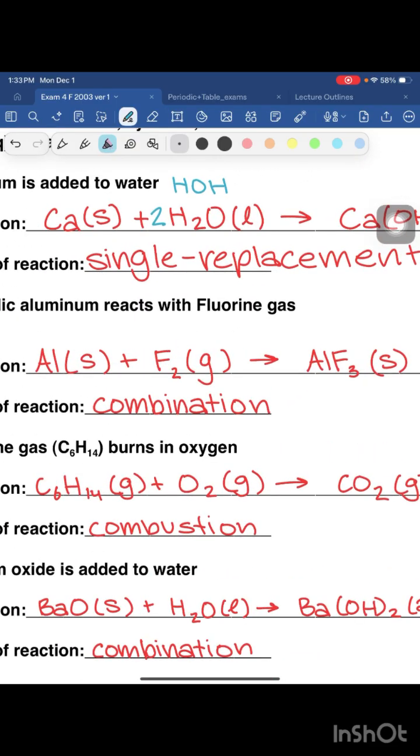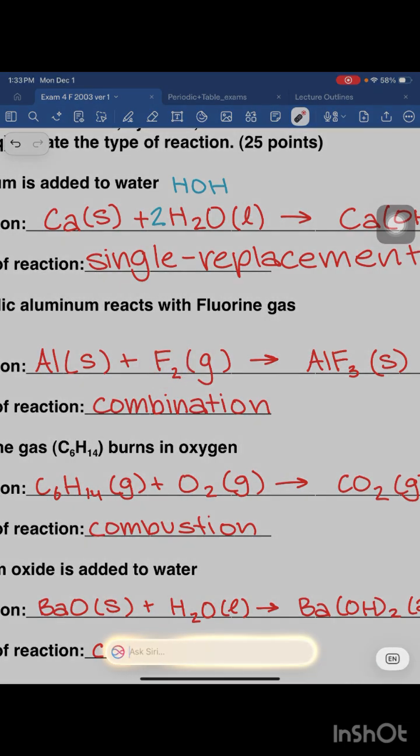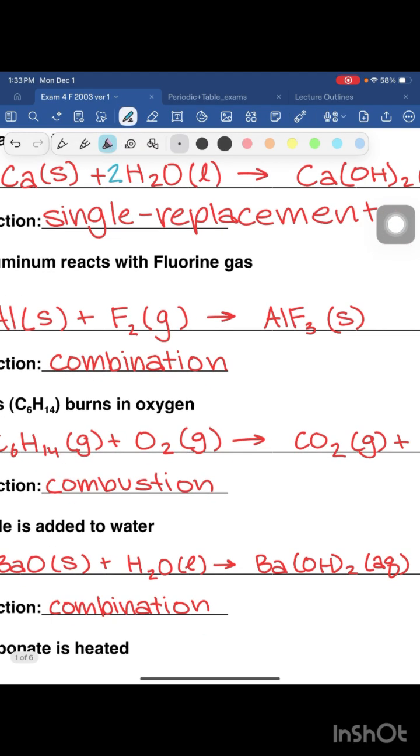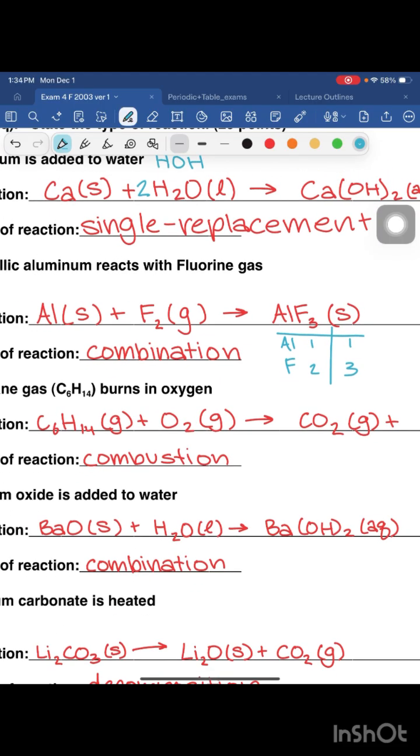In our second one, we have a little bit of a tricky situation here. We have 2 fluorines here, but we have 3 fluorines here. So let's make our little table. We've got Al and F. On this side, we've got 1 aluminum, and this side we got 1, this side we have 2, and this side we have 3.